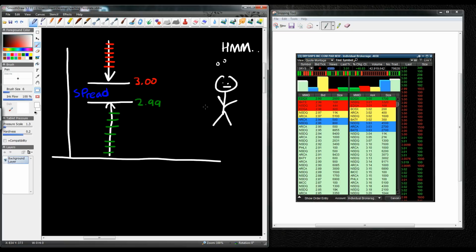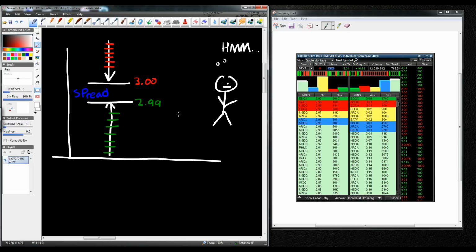If you're really motivated, you can just hit the ask and it'll come in as a green print because you were motivated to buy the stock. Or again, if the stock is moving up rapidly, you may not even want to hit the ask at $3. You may want to go way up here and say, screw it, I'm going to pay, I don't know, like 3.05 or something. And that would come in as a bright green print because you really wanted to buy the stock.